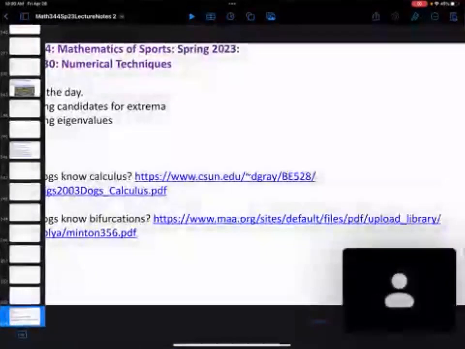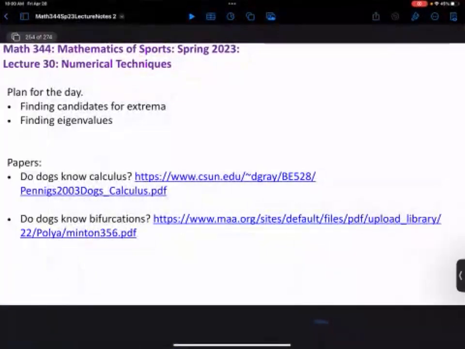Okay, so what I want to do today is talk about some numerical techniques. I want to talk about finding candidates for extrema, and there's another application of finding eigenvalues. If you're interested in stuff like this, there are two really entertaining papers: Do dogs know calculus? Do dogs know bifurcations?